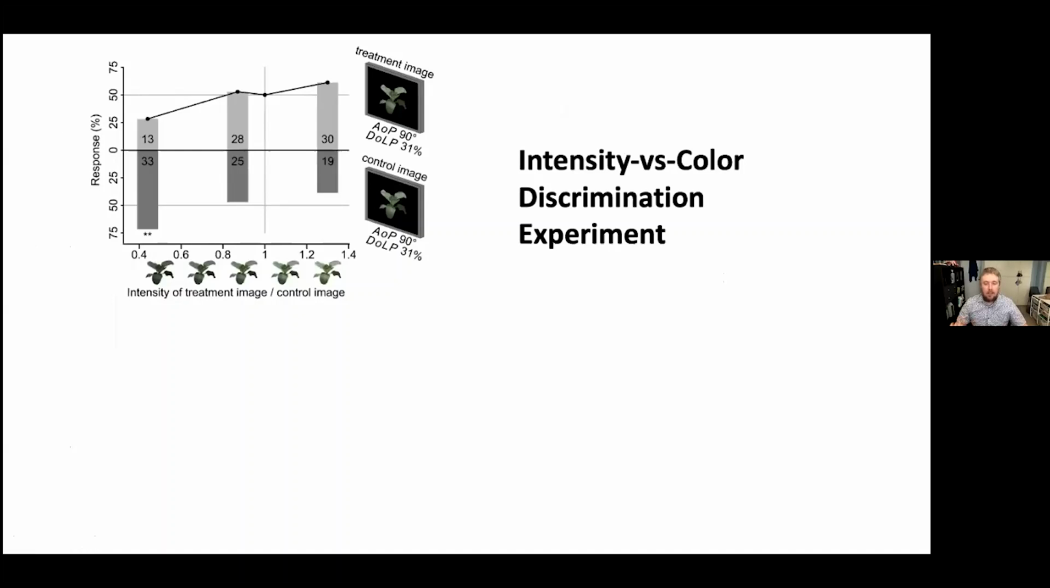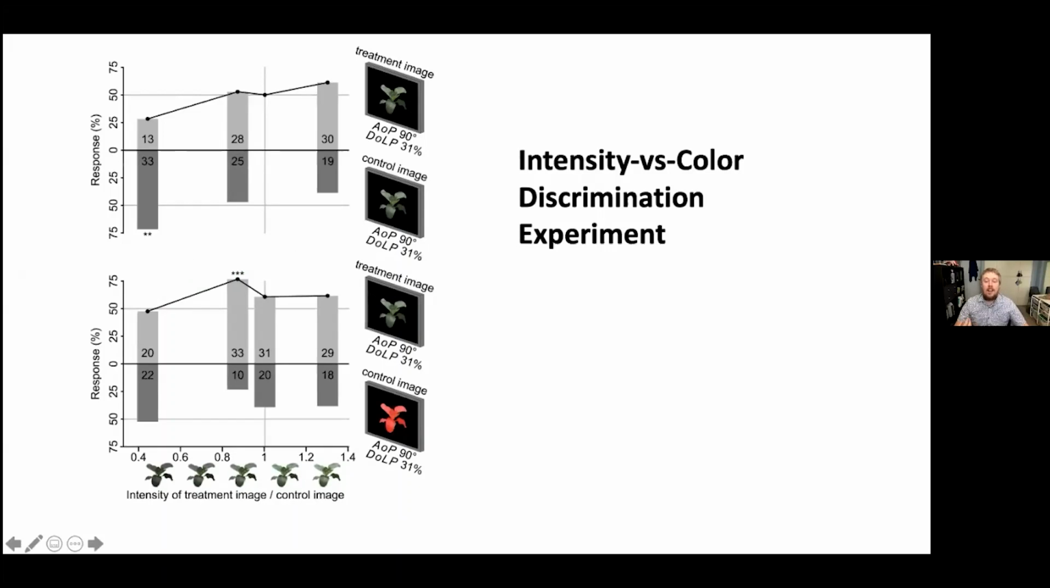In an effort to determine if DOLP differences are perceived by the butterflies as intensity or as color differences, we presented a series of choices to the butterfly where the treatment image varied in intensity. In these graphs, the intensity is going to be increasing as we move left to right along the x-axis. In the first set of runs, we presented a pure intensity difference with the control and treatment images having identical color and polarization. In these runs, we saw an increase in the preference for the treatment image as its intensity increased.